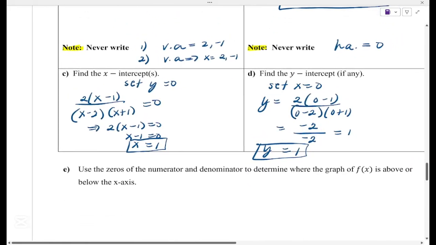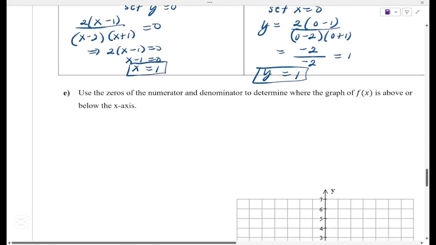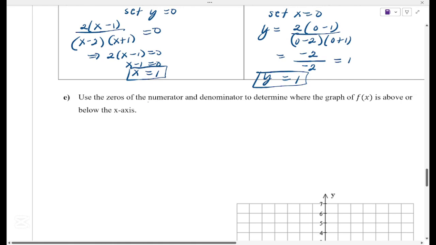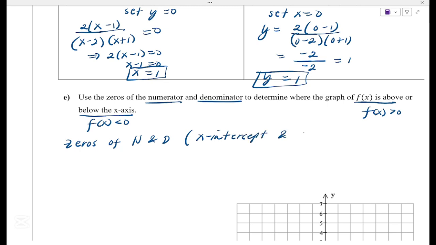So for letter E, we are done with asymptotes and intercepts. For letter E, we will use the zeros of the numerator and denominator to determine where the function is above, meaning f of x is greater than 0, or the function is below the x-axis, meaning f of x is less than 0. So to find the zeros of the numerator and denominator, we are considering the x-intercepts for the zero of the numerator and the vertical asymptotes for the zeros of the denominator.